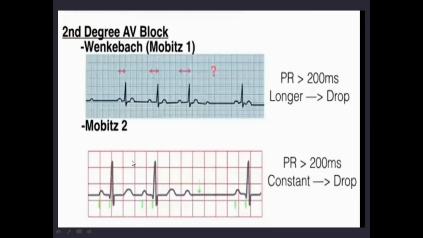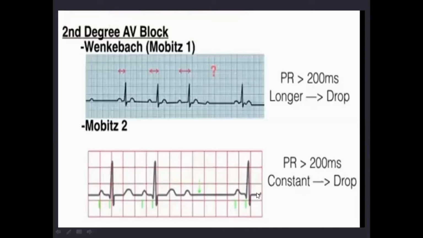Now moving towards the Mobitz type 2. Here also the PR interval is prolonged, but it is constant. The interval is constant and is not progressively increasing like in Mobitz type 1. Constant prolonged PR interval, then you get a dropped beat. You would say there is a constant prolonged PR interval and then a skipped beat.